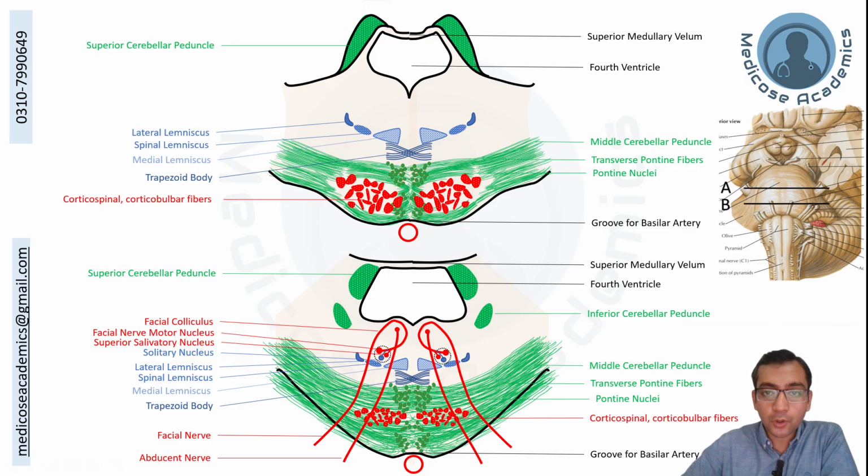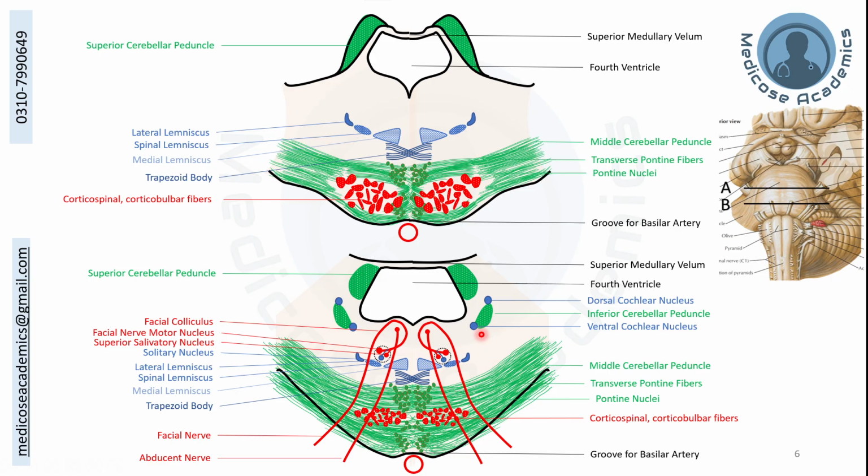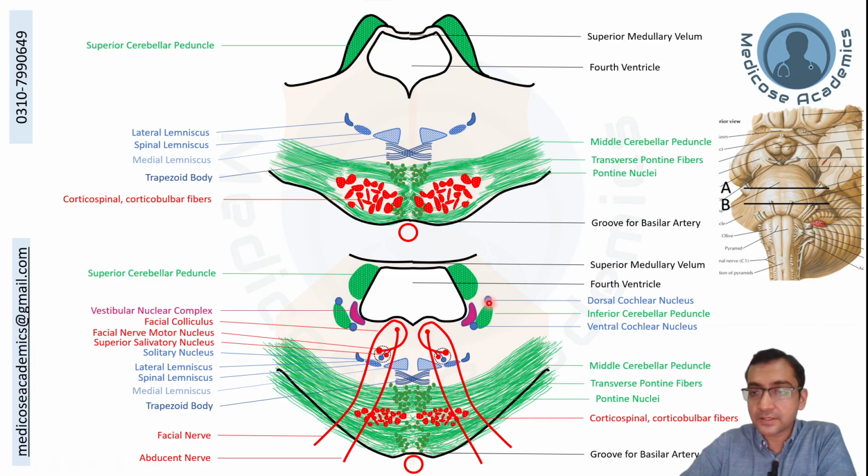Let us talk about the cochlear nerve, the cochlear nucleus. Their relation is very similar to the one that was present in the medulla oblongata. The dorsal and ventral cochlear nuclei are present dorsal and ventral to the inferior cerebellar peduncle. It is the same relation that was present here. The vestibular nuclear complex majorly consists of the superior vestibular nuclei, very similar to that of the medulla oblongata, present on the medial aspect of the inferior cerebellar peduncle.